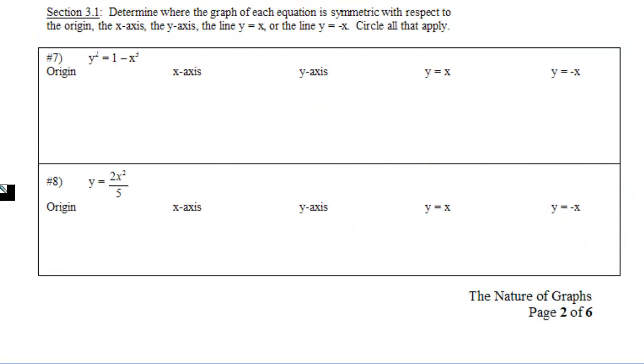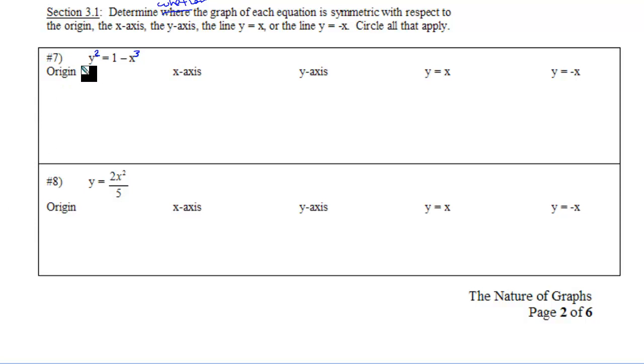Numbers 7 and 8. Determine whether the graph of each equation is symmetric with respect to the origin, x-axis, y-axis, the line y equals x, or y equals negative x. This should say whether, not where. You can have more than one answer. This is supposed to be a squared. This is supposed to be a cubed.